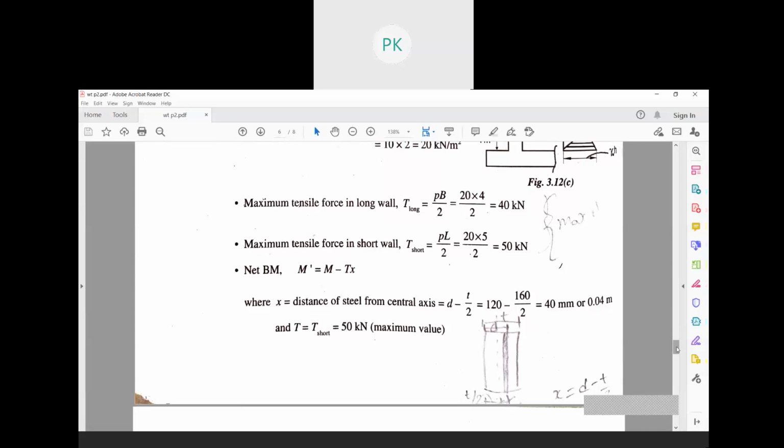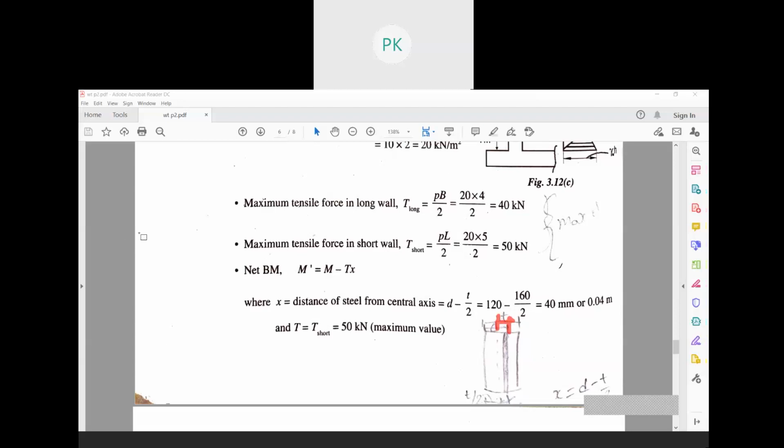So net bending moment M dash is equal to M minus Tx. So x is the distance of steel from central axis, okay, and that is equal to D, which is effective depth, minus T by 2. So minus T by 2, I have drawn the diagram here, look. What is x? It is this much distance, this much distance, okay.